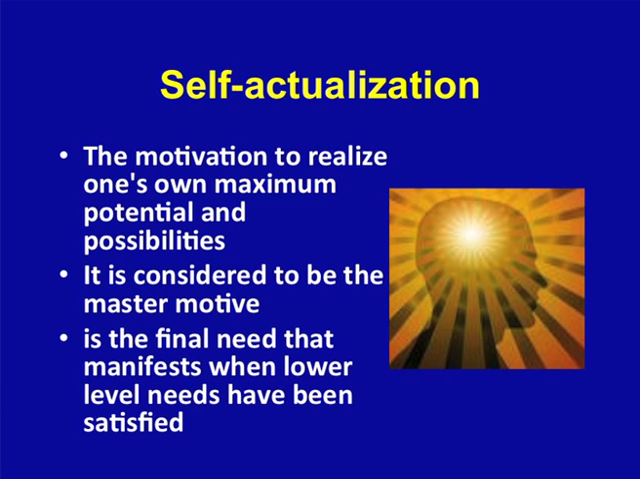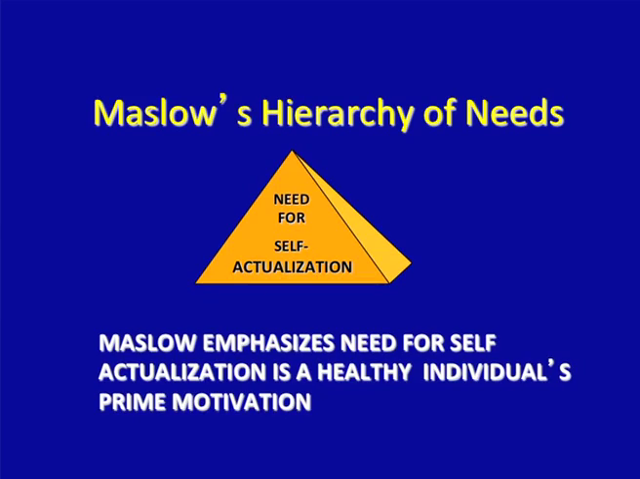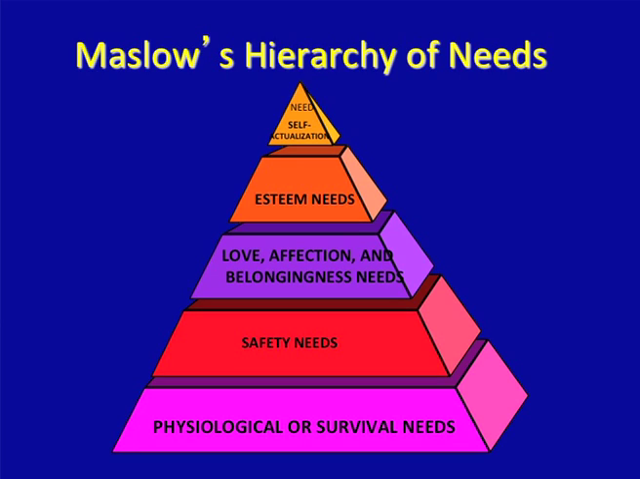Self-actualization is supposed to be the master motive, and this is the final need, which manifests when all the lower level needs, as I have shown you repeatedly in the earlier slides, are satisfied. This is the ultimate need, which manifests only when all the other lower order needs are satisfied. According to Maslow's hierarchy of needs, this is the pinnacle, the ultimate for any individual, and Maslow emphasizes the need for self-actualization as a healthy individual's prime motivation. It's very important for an individual to feel self-actualized. So, you see here in this picture the 5 categories of needs, one above the other.